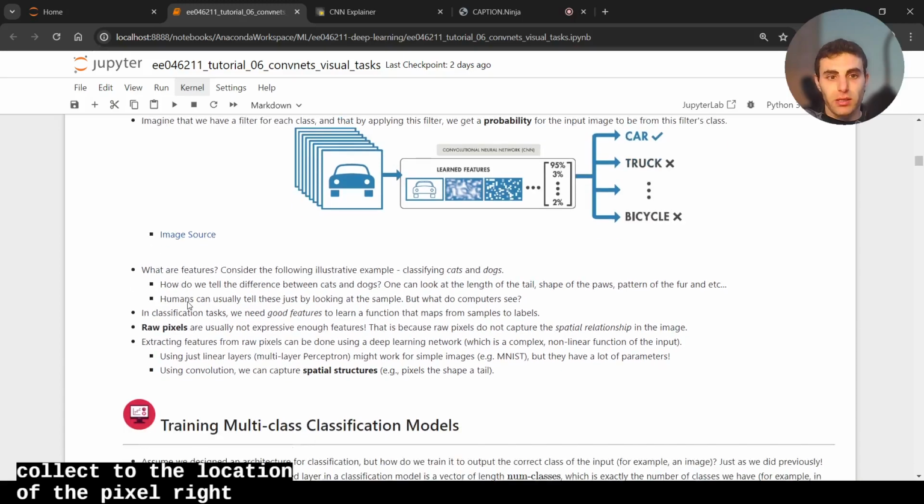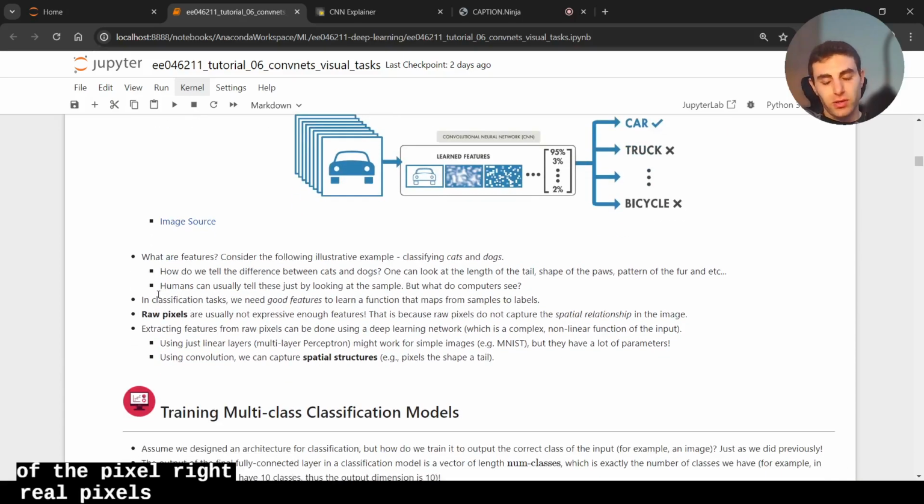Now, raw pixels, so for example, if we have RGB, you can think that one pixel has 3 features, right? The R, G, and B values. Now, this is not expressive enough because raw pixels do not capture the spatial relationship between the pixels. We need to assume some neighborhood around several areas in the image in order to understand what we are seeing. Now, for the other extreme, we can just connect all the pixels to a single neuron.